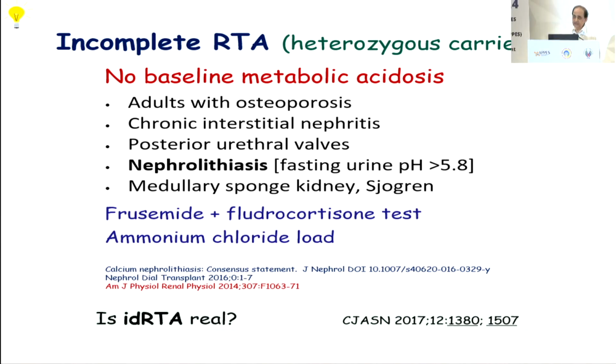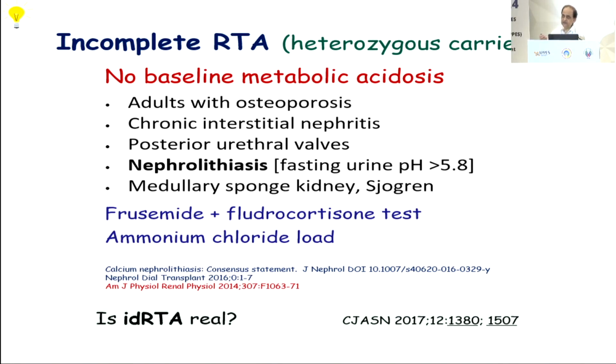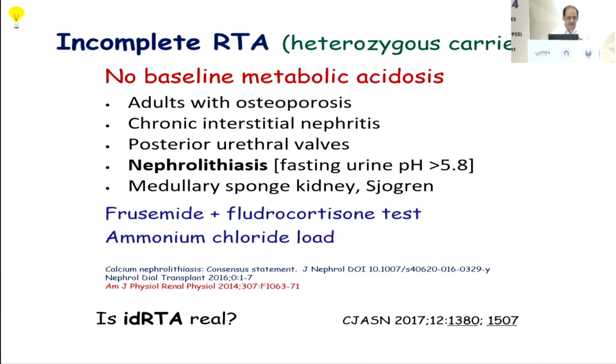Is there a condition called incomplete RTA? And this has been an issue that's been discussed a lot. These are patients who do not show baseline acidosis. Typically they would be seen in adults with osteoporosis, patients with stones, and a high urine pH, and so on. A host of conditions. Now, these patients do not show acidosis when you evaluate them, but they may have any of these underlying conditions. But when you do an acid loading test, like the ammonium chloride test, or you do a furosemide fludrocortisone test, they are not able to acidify the urine as well.